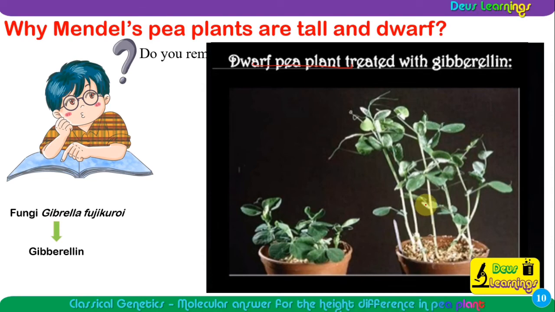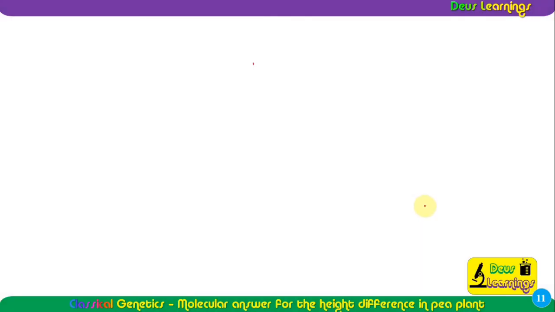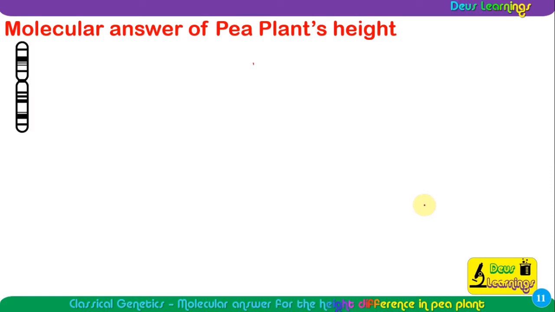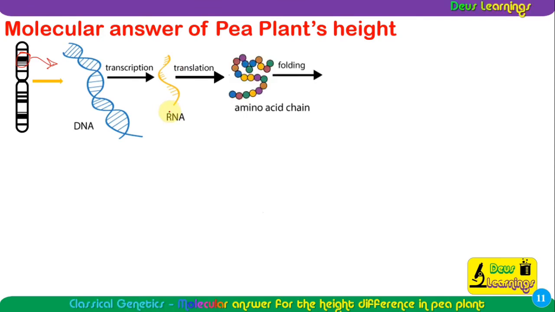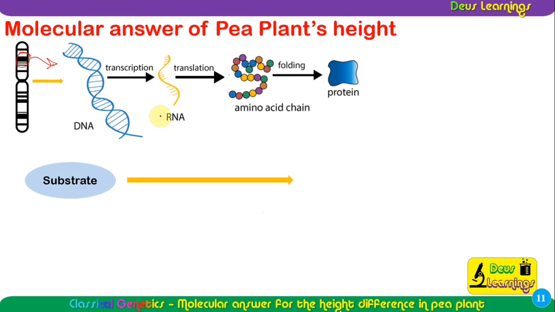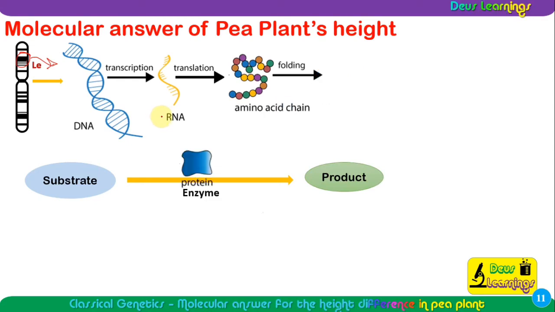In a later period, researchers became aware of new molecular techniques and tried to find the reason behind that. Let's understand a basic concept: we have DNA, part of the chromosome, and DNA gets transcribed. After transcription it produces mRNA, and the mRNA gets translated and makes protein. These amino acids are folded to become an active protein, which does some function in metabolism. For example, we have a substrate, and this enzyme comes and catalyzes the reaction to get the product.